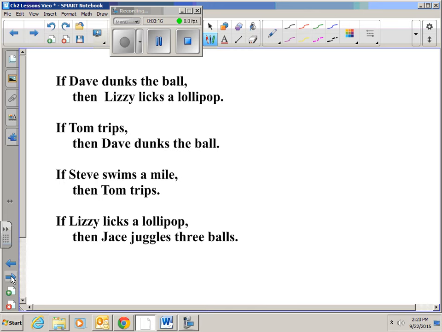So looking at this little problem right here, we see if Dave dunks the ball, then Lizzie licks the lollipop. If Tom trips, then Dave dunks the ball. If Steve swims a mile, then Tom trips. If Lizzie licks a lollipop, then Jace juggles 3 balls. In other words, we're going to see, is there a chain that we can come up with to come up with a single statement.